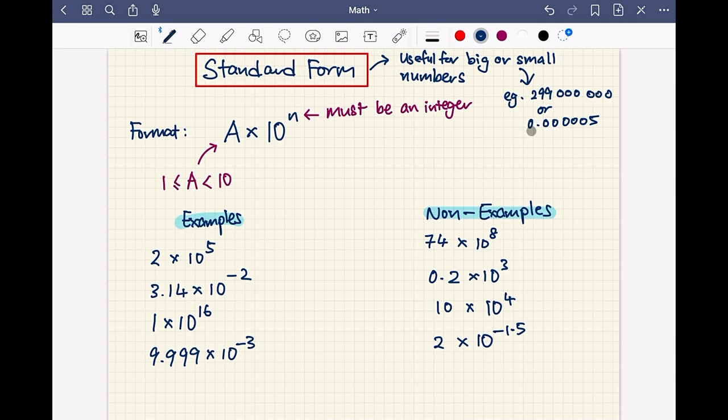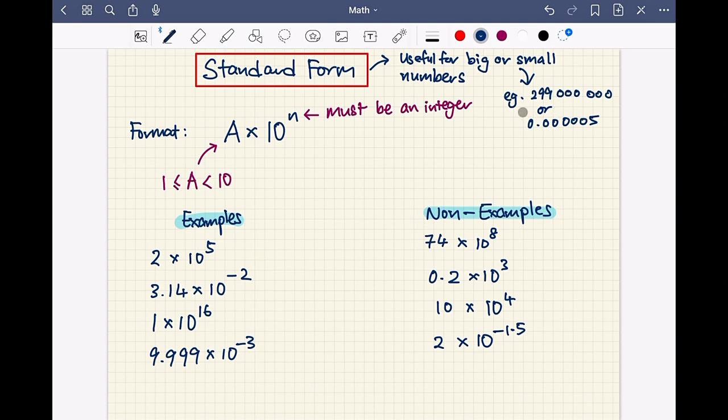And now we could also have a 0.000005. Obviously, there are a lot of zeros in between the decimal point and the 5. Sometimes you can get even more zeros, and therefore that will be a very, very small number. So we use standard form in order to simplify the way we write the number.